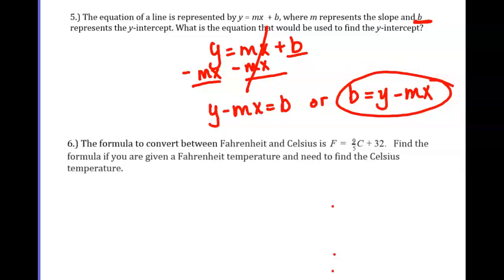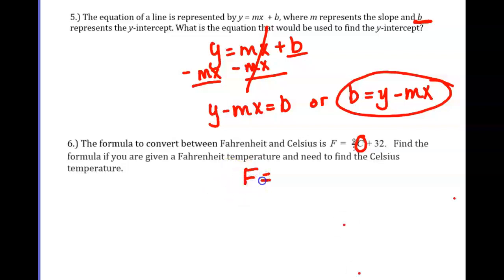Now the last one we have here says the formula to convert between Fahrenheit and Celsius is F equals 9/5 C plus 32. Find the formula if you're given a Fahrenheit temperature and you need to find the Celsius. So we're solving for C. I'm going to write the problem down: F equals 9/5 times C plus 32. To solve for C, the first thing we need to do, oops, let me erase that, sorry, I got a little ahead of myself. Let me rewrite the problem as is first.